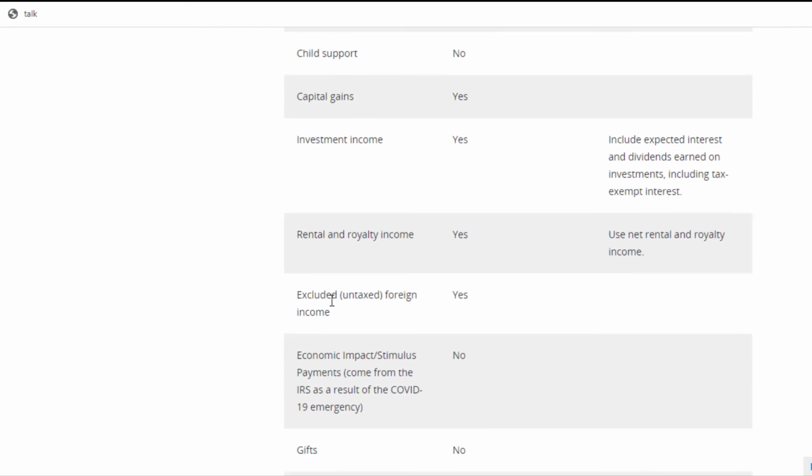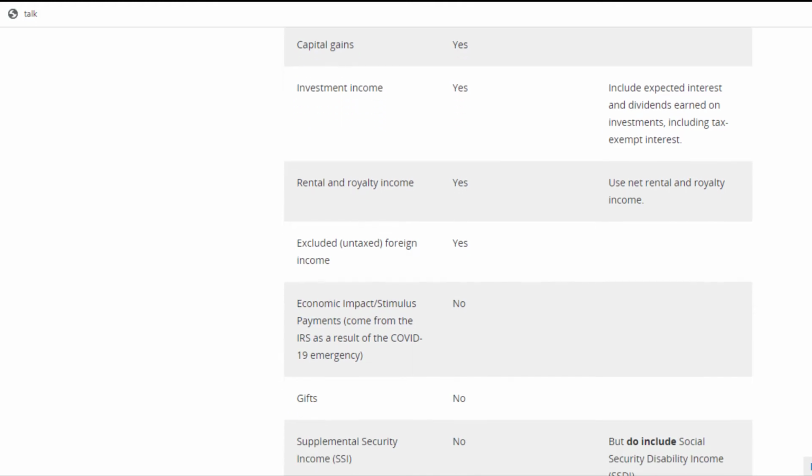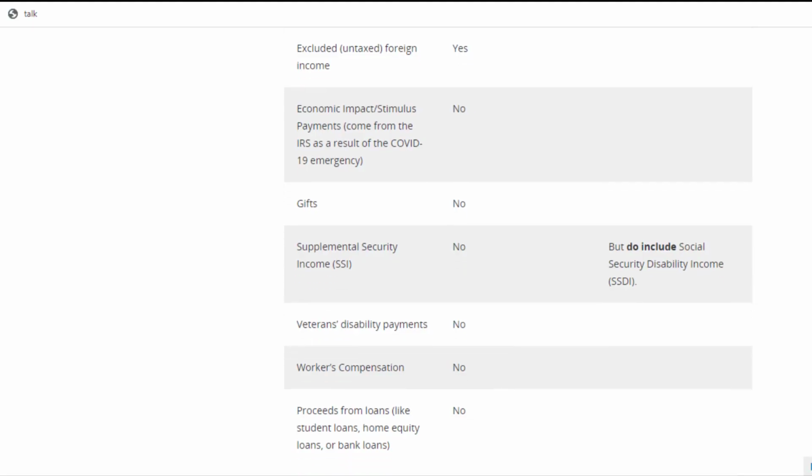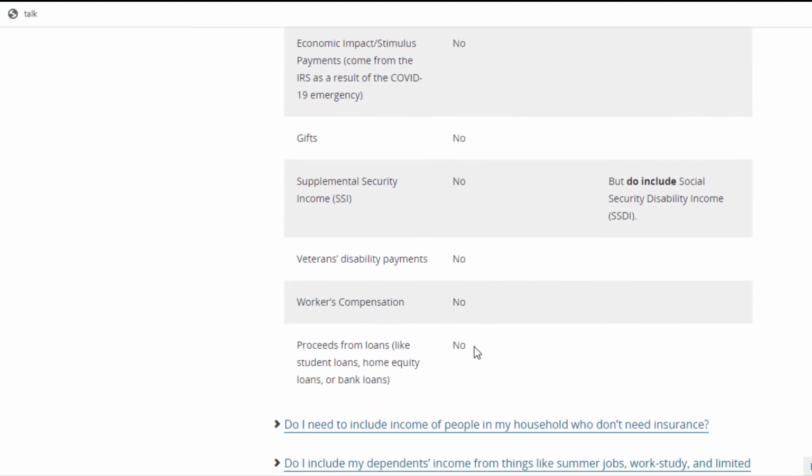So now, before that excluded untaxed foreign income, that's going to count as part of your MAGI if you have excluded untaxed foreign income. This is why I said it doesn't necessarily apply to a lot of people. If you received a COVID relief check, so economic impact and stimulus payments, that doesn't count. Gifts don't count. Supplemental security income, as we mentioned, does not count. Veterans' disability payments doesn't count, workers' compensation, and proceeds from loans. So you don't have to include any of those things.